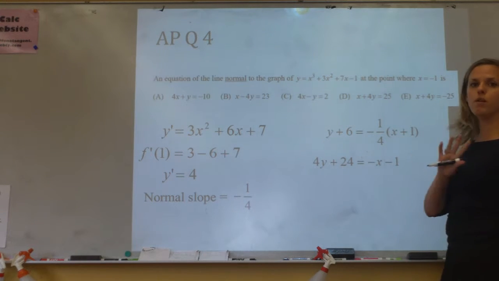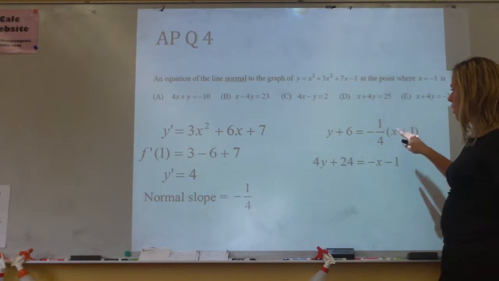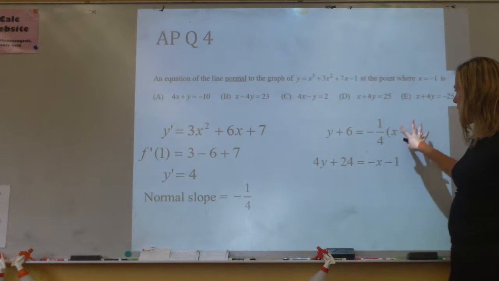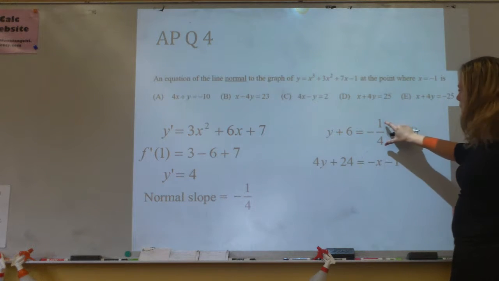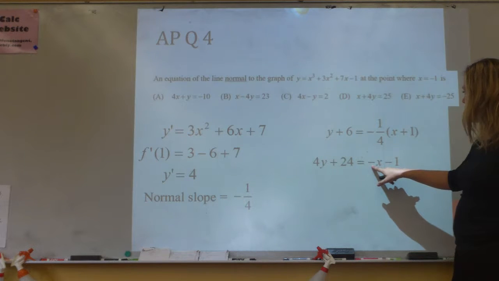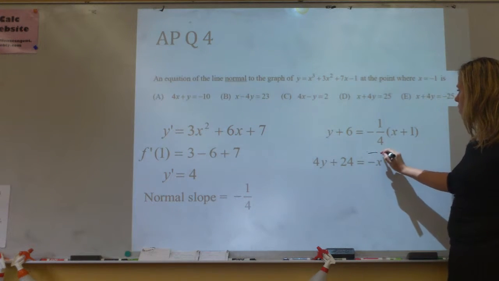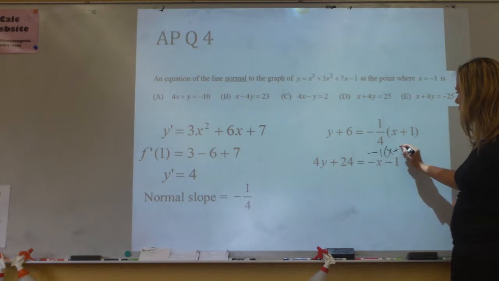This is a good trick. I want to get rid of my fraction as soon as possible, so I'm going to multiply everything by 4. So 4y plus 24. And when you multiply this whole term by 4, it just makes the -1/4 become a negative. Oh, and then I distribute it all at once. So the step you're not seeing here is -1 times x plus 1.